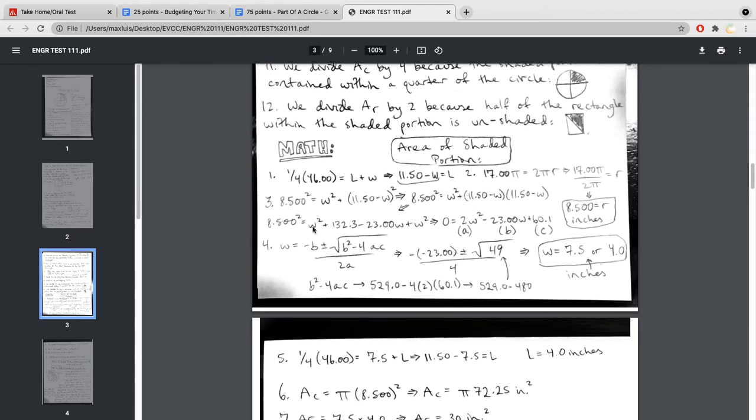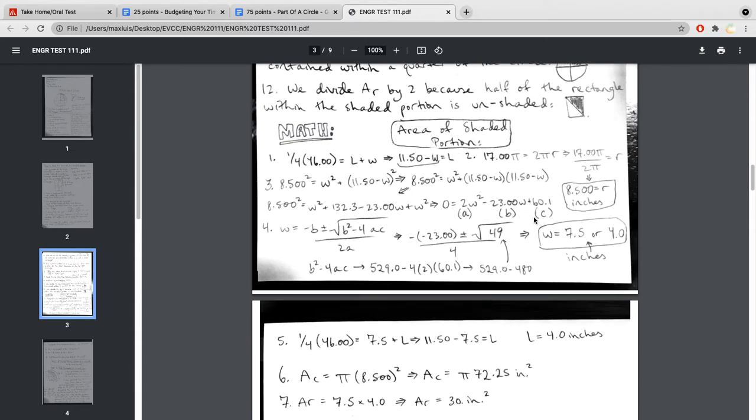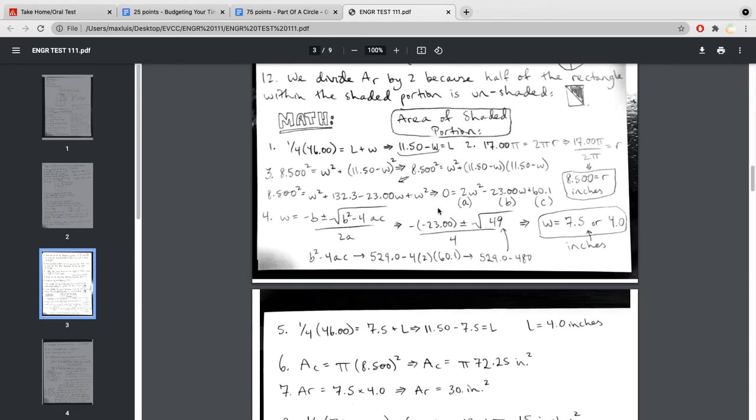squared. And then we move the radius squared to the other side, so we can get an equation we can put into the quadratic formula. So we get 0 is equal to 2 width squared minus 23.00 width of the smaller rectangle plus radius squared. So now, just checking my math, yep, we subtracted this from this right here, 11.50 times 11.50.